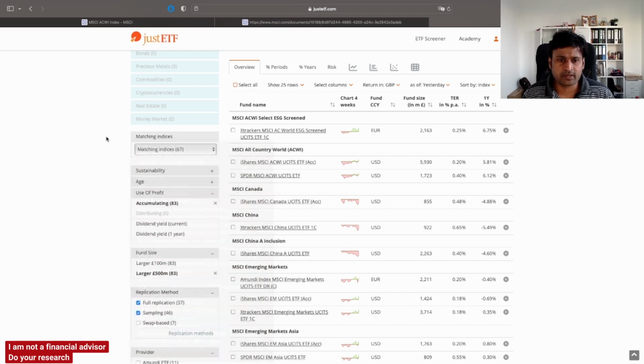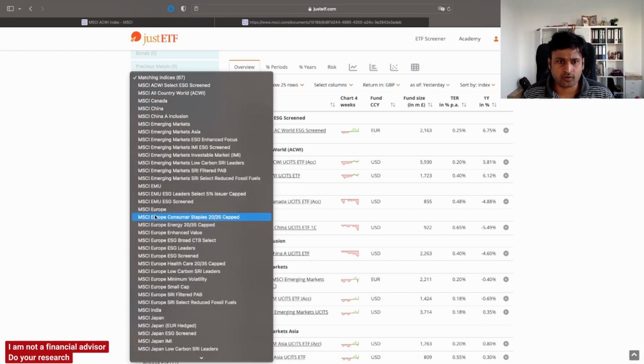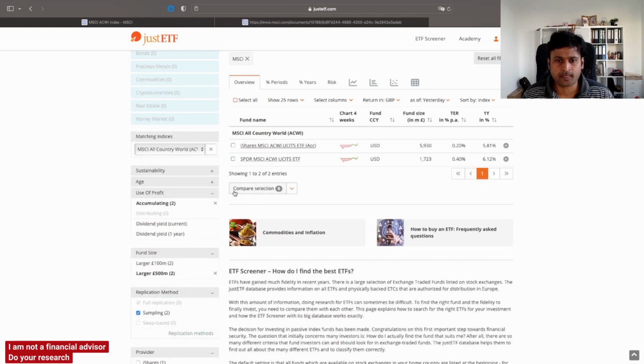Once we have done that, I select the ETF all country world index, which I see here at the top. And right away, I get only two options: one is 0.2% TER, the total expense ratio. It is the amount of money that I'm going to pay the fund manager to maintain this fund for me. And the second is 0.4%. So it's very easy. You can see that the fund size is almost 6 billion, and 0.2 is really cheap.